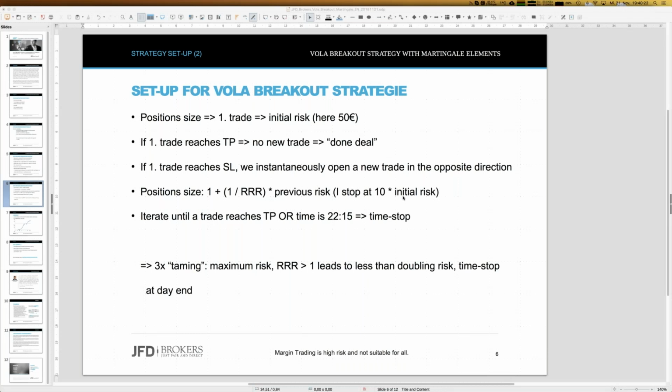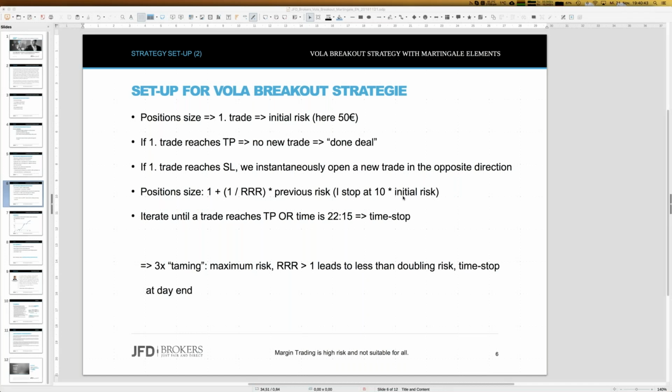finally if I have 10 times my initial risk. In my case, it would be 500 euros. So I have an absolute limit for my risk. It's 10 times the initial risk. I don't go for any further increase.